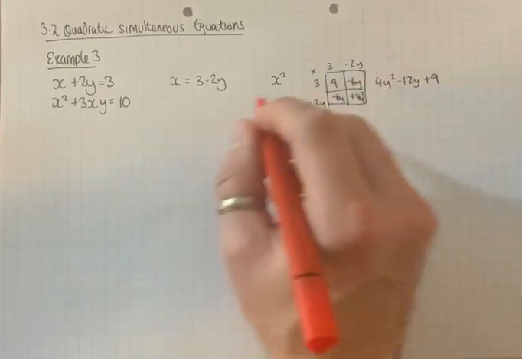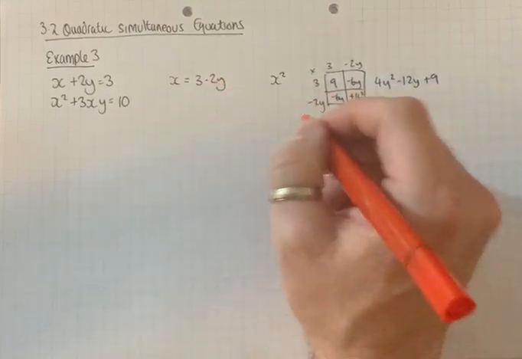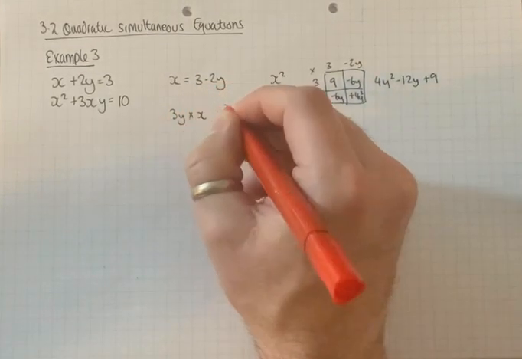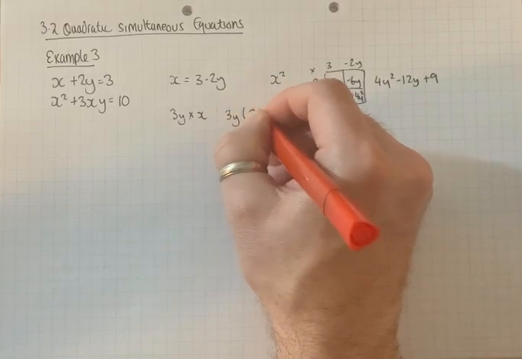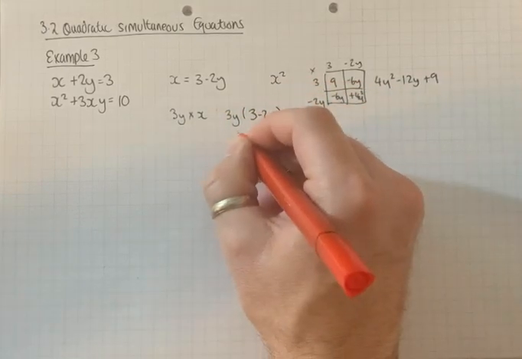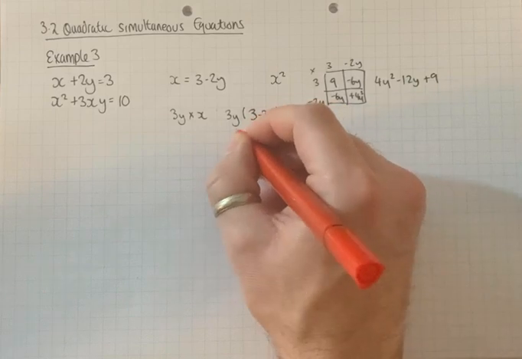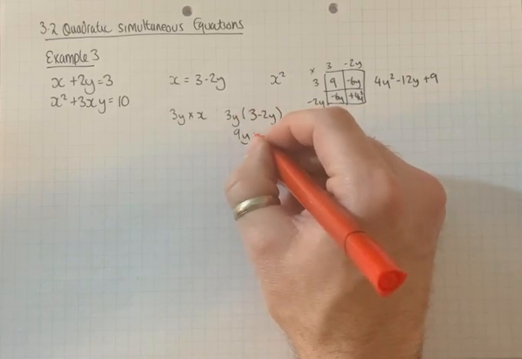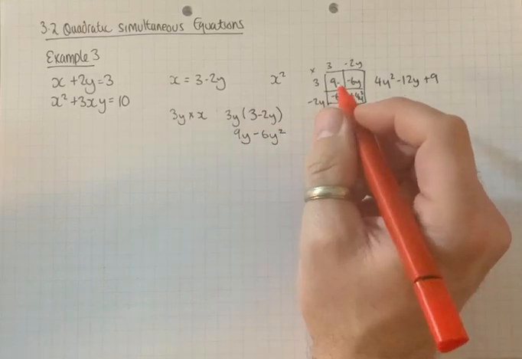I'm also going to need 3xy. So that's going to be 3y times x, so 3y times 3 minus 2y, so that's going to be 3 times 3y, 9y, 3y times 2y, 6y squared, minus 6y squared.